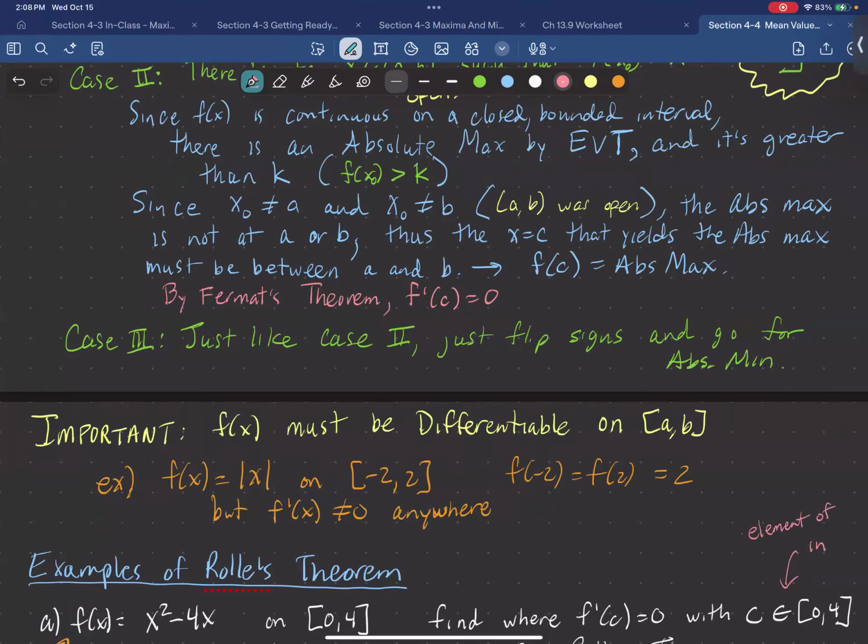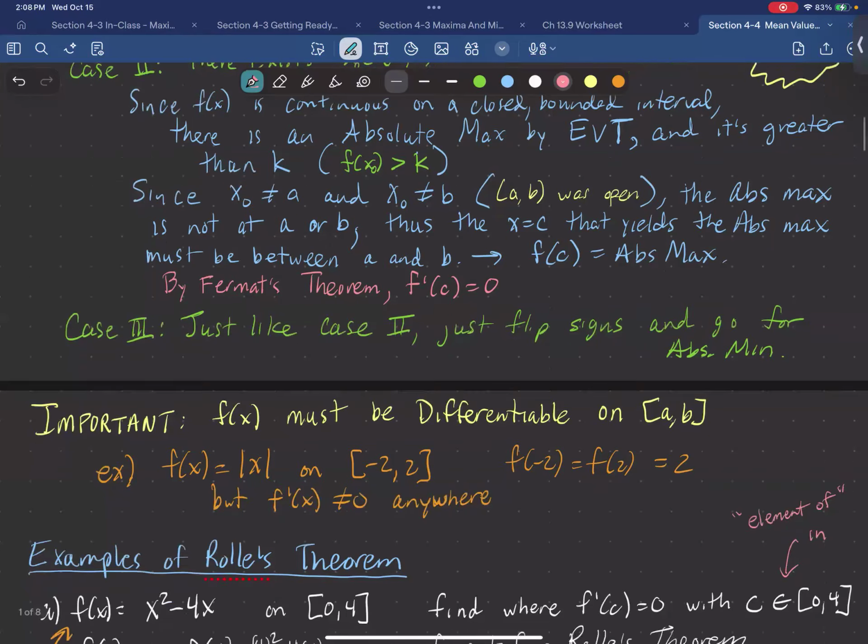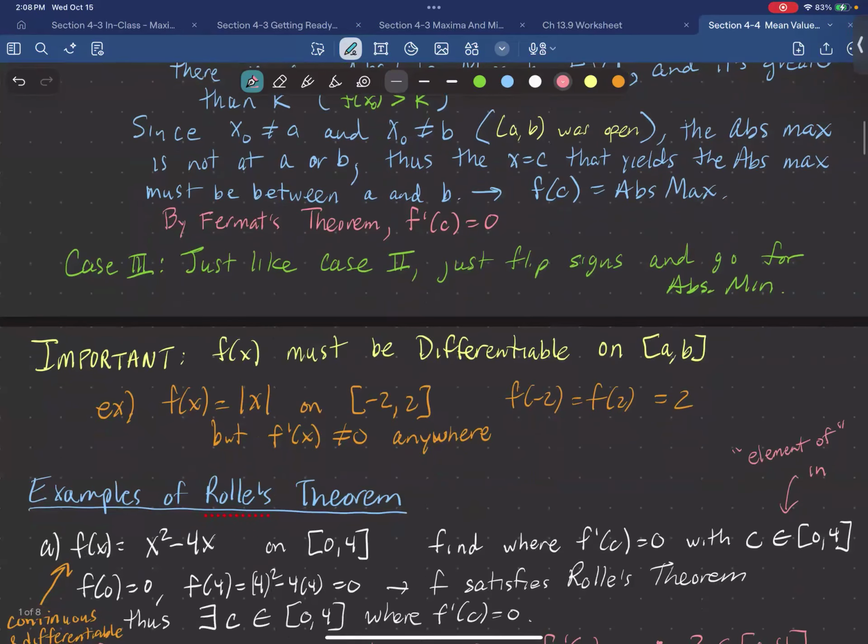But not important. N works just as well. So the way we do this, we first show that f of a equals f of b equals 0. If I stick in f of 0, I get 0 automatically. 0 squared minus 4 times 0 is 0. If I stick in 4, I have 4 squared minus 4 times 4. That's 16 minus 16, which is 0.